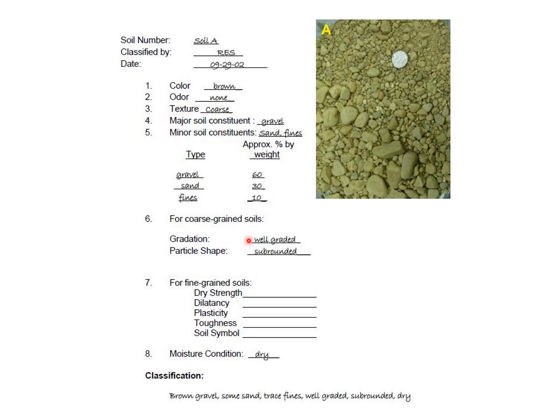Then for coarse-grained soil, the gradation seems well graded, that means a good representation of particles of various sizes, and the particle shape is sub-rounded. This part is not meant for this soil because this is coarse-grained soil. This is the part which will be used for fine-grained soil. The moisture condition is mentioned over here. Ultimately you can see the classification and the description written: brown gravel, some sand, trace fines, well graded, sub-rounded, dry, because the moisture condition is dry.